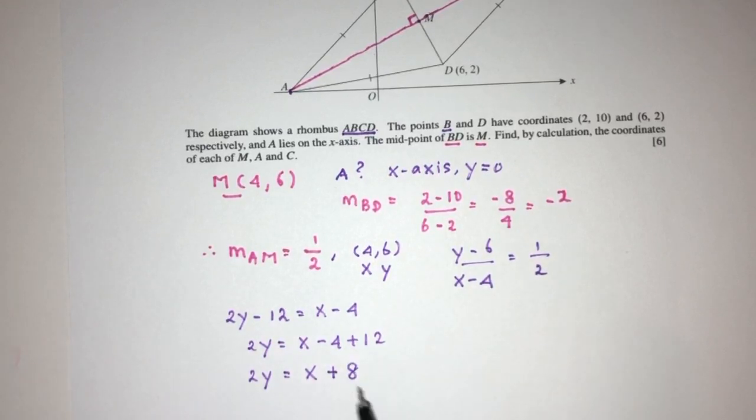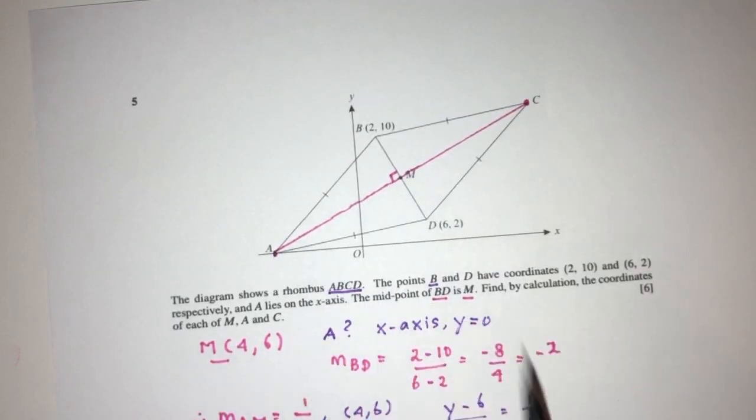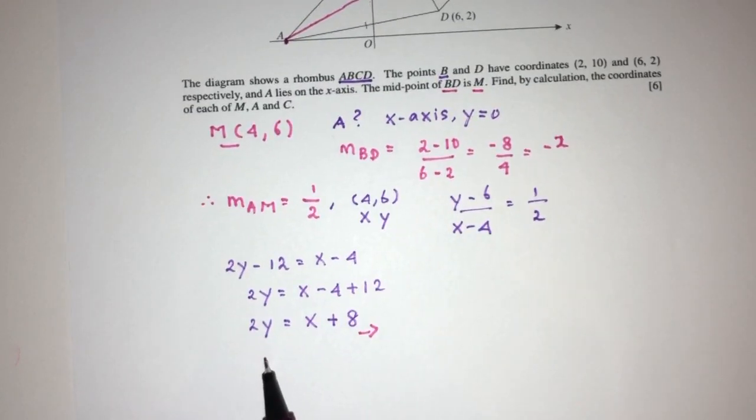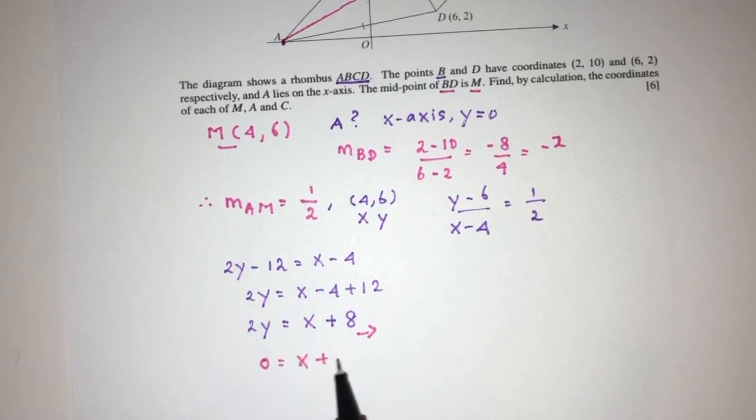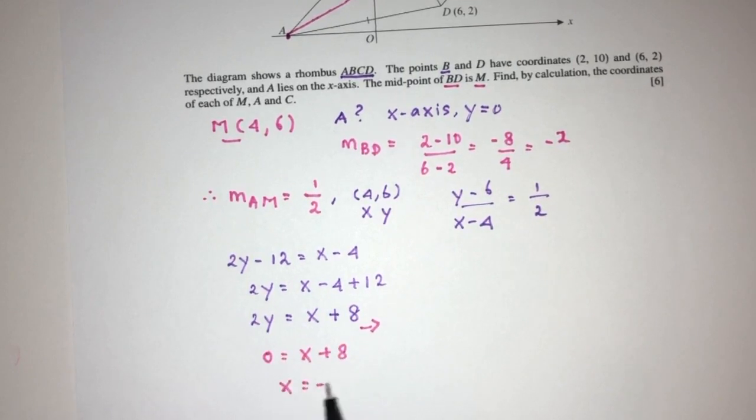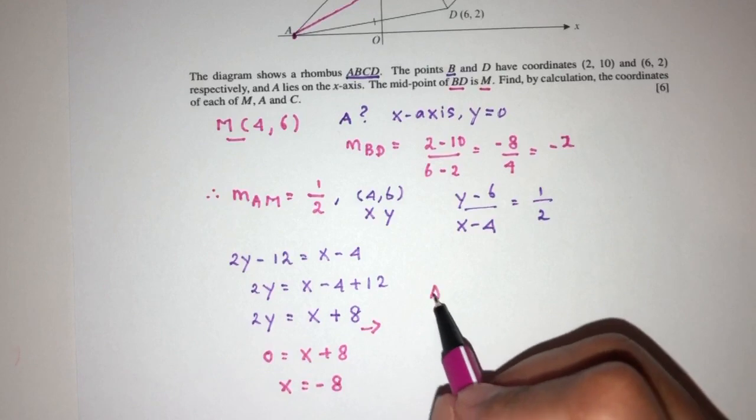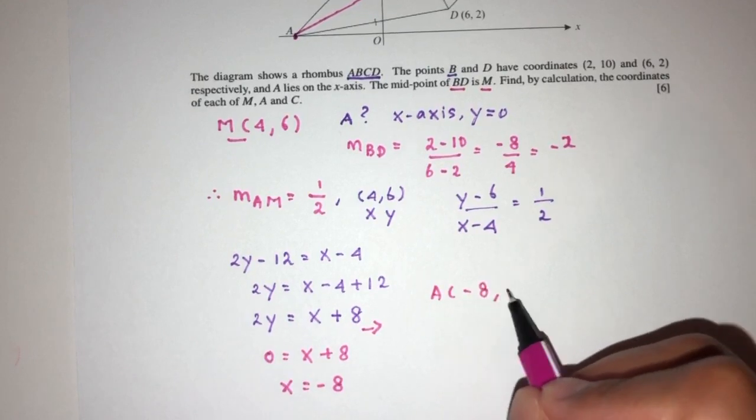So this will be the equation of AM. Now we have to find this point of intersection. On the x-axis, the value of y will be 0. That will be x plus 8, so x will be minus 8. So the point A will be minus 8 and 0.